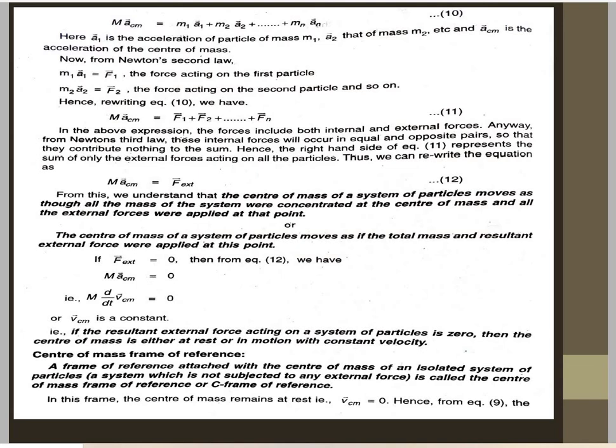So we know that m into a_cm is equal to F1 plus F2 plus etc. Fn. This is the total force acting on the particles. From Newton's third law of motion, the internal forces will cancel. So this total force is due to the external forces. So the right hand side of equation 11 represents the sum of only the external forces acting on all the particles. Thus we can rewrite the equation as m into the acceleration of the center of mass is given by the total external force acting on the system.